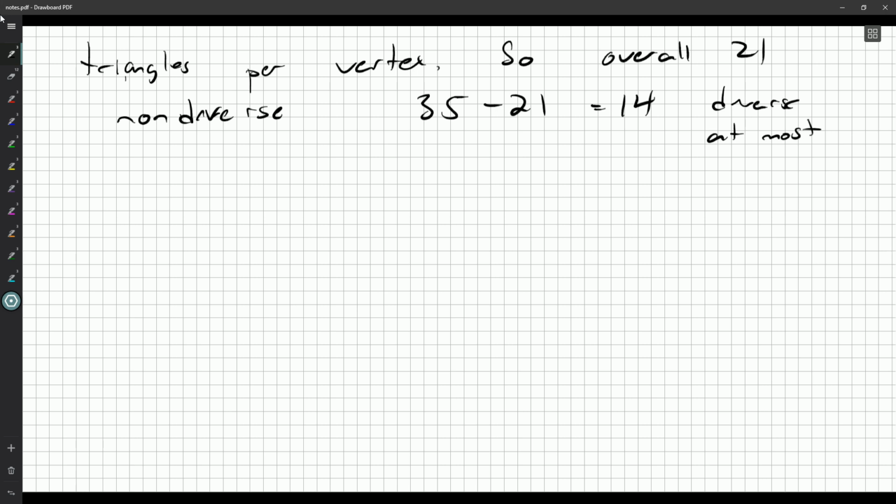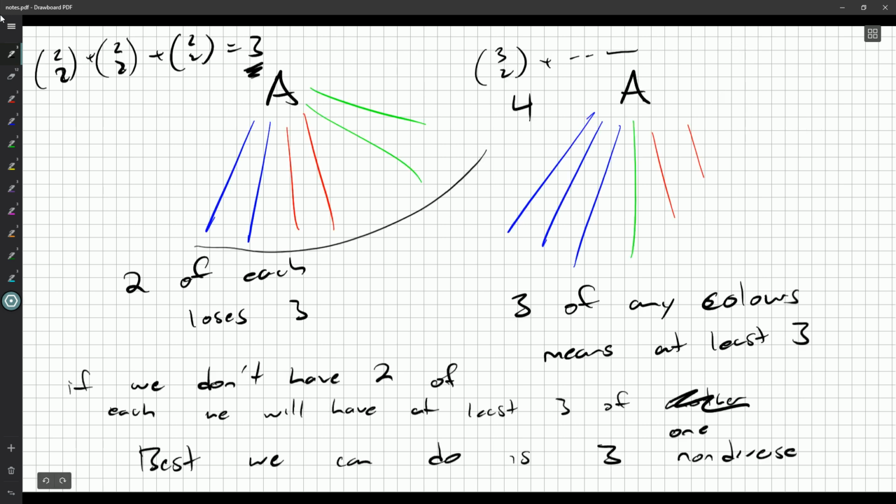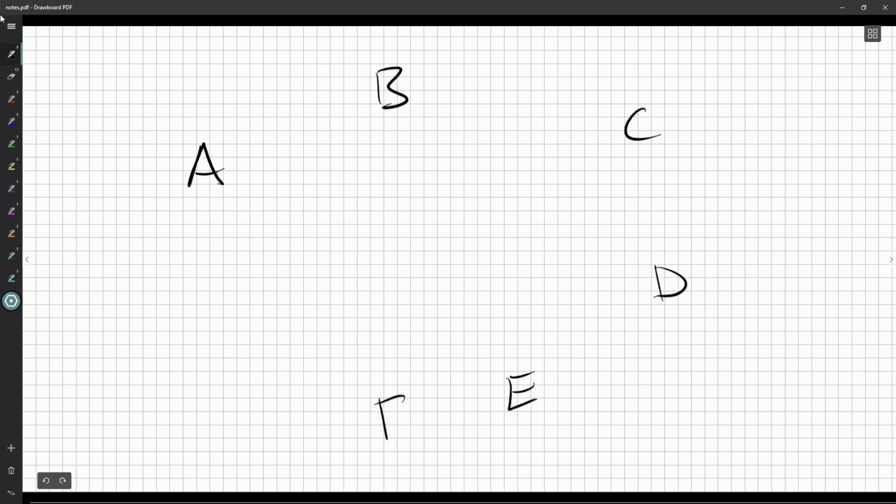Now, there might be something else. There might be more math we haven't thought of. That means we can't actually get that 14. Maybe it has to be 12 specifically or something like that. But let's see if we can do this. Can we actually do 2 blue, 2 red, 2 green everywhere? Right? If we can, then we're done. If we can't, we need to sort of come up with a reason why not and get a better bound than 14. Okay, well, let's try it.